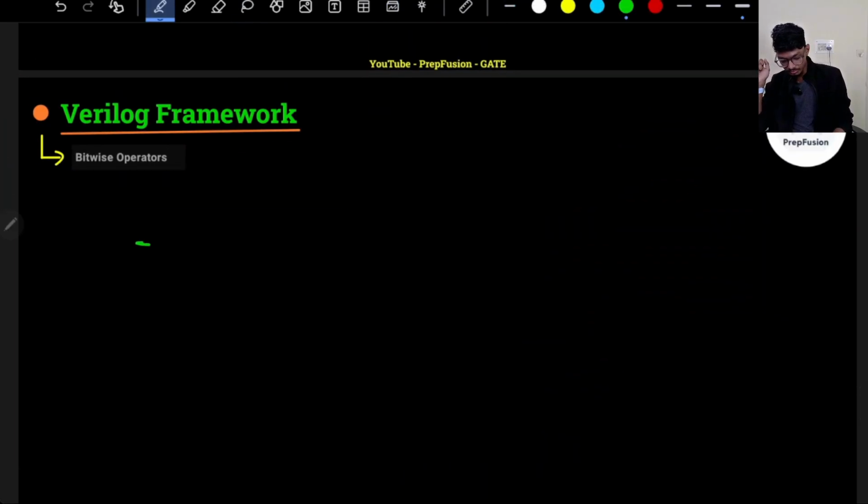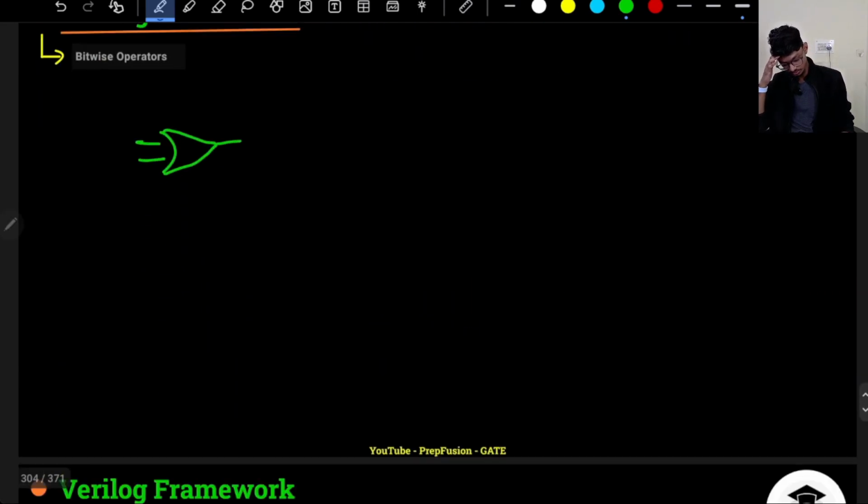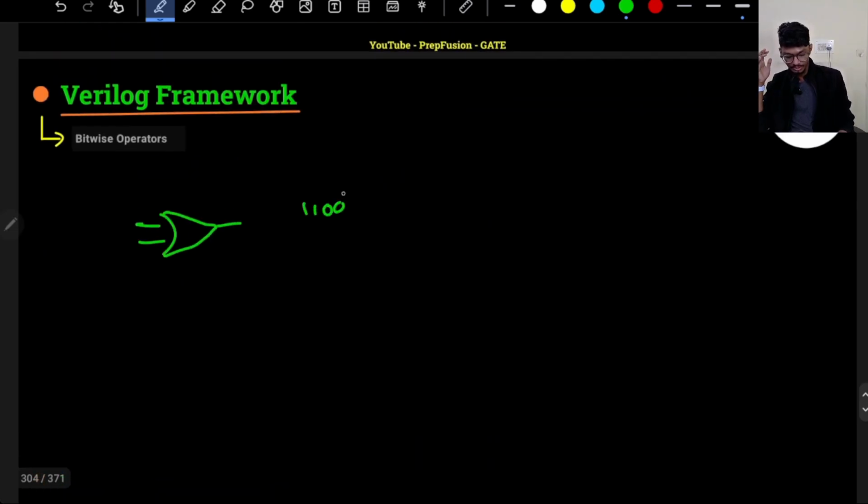Okay, so if I have a bitwise OR, a 2 input OR gate, and I want to do masking, I can do masking. Again, I have the same number, 1100. But I want to retain the middle two bits. What will I do? I will make all the other digits 0, and whatever I want to retain, I will make those digits 1.